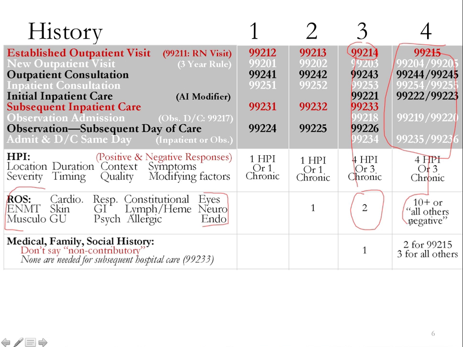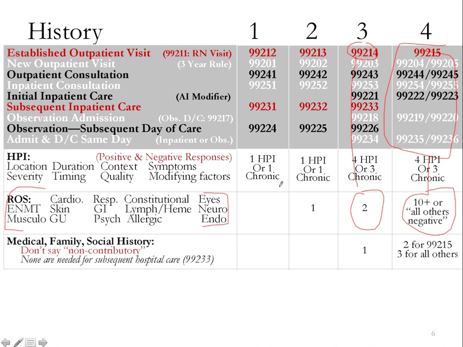In order to get up to those levels of service, the note has to contain either 10 review of systems, or it could document the positive responses that you obtain from the patient, the pertinent negatives, and then specify that all other systems are negative. And that's something I'll show you a little bit more detail on in just a second.